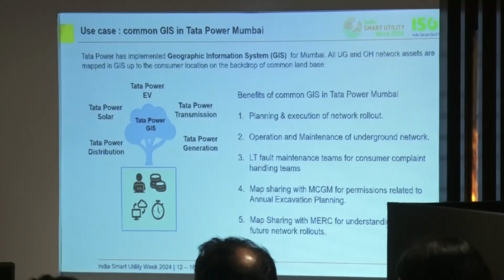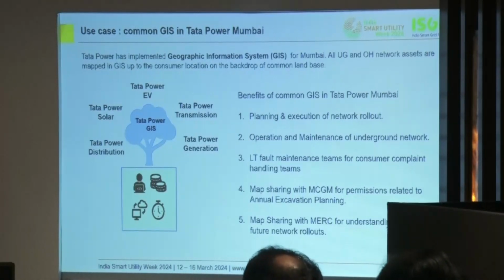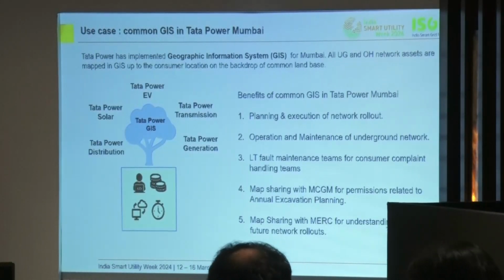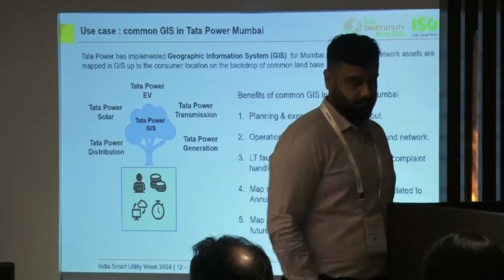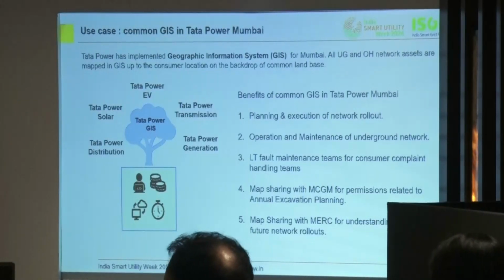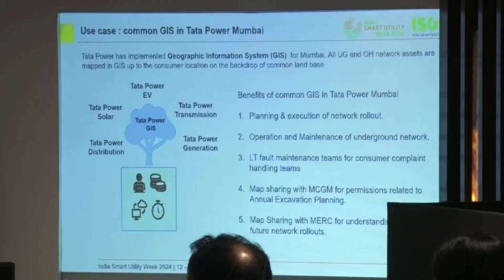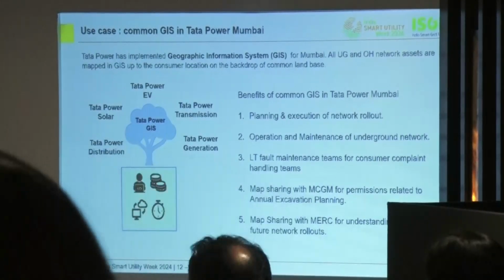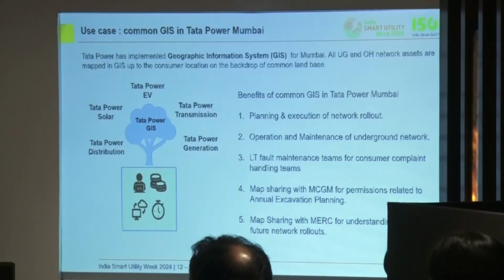By implementing the GIS, Tata Power is using it thoroughly, which will be beneficial not only to Tata Power distribution, it will also help the other subsidiary groups of Tata Power like Tata Power Solar, EV, transmission and generation. It will benefit Tata Power for planning and execution, for providing the new connection to end customer, operation and maintenance, and for fault location. We also provide the map to MCGM for the annual excavation plan because it is an overall underground network. Then we are also sharing our network map with the MERC for understanding the past and future planning of our network plan.